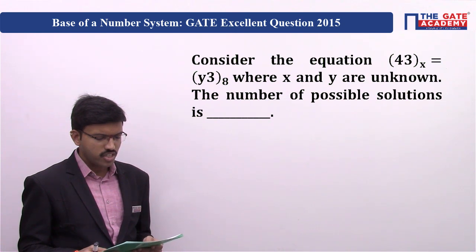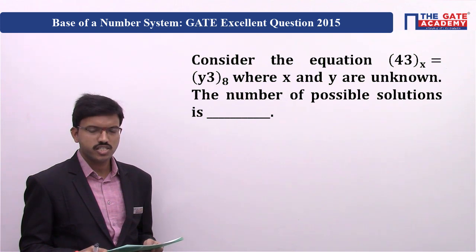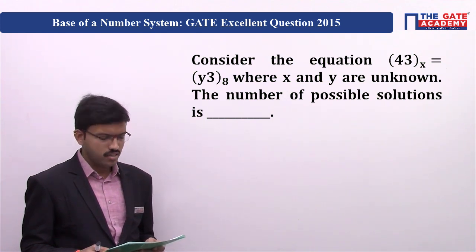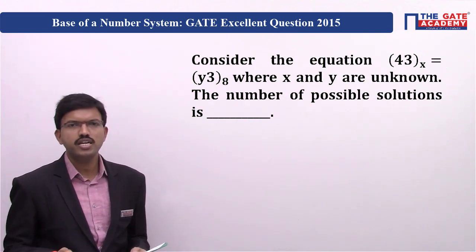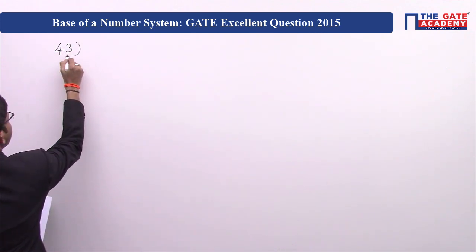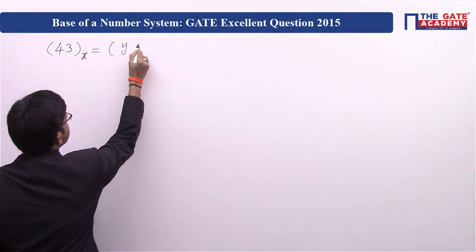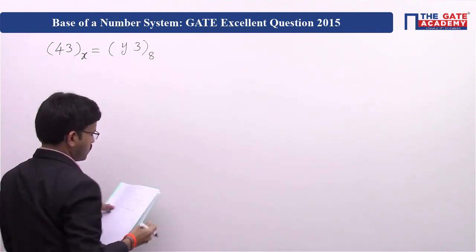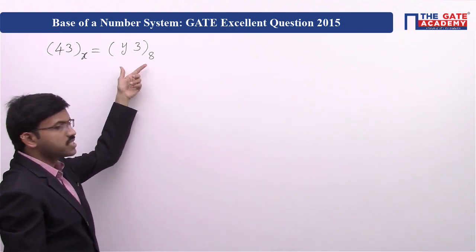Consider the equation 4(3) base x equal to y3 base 8, where x and y are unknown. The number of possible solutions is dash. This is a numerically answered type question. Here he has given the equation 4(3) base x equal to y3 base 8.